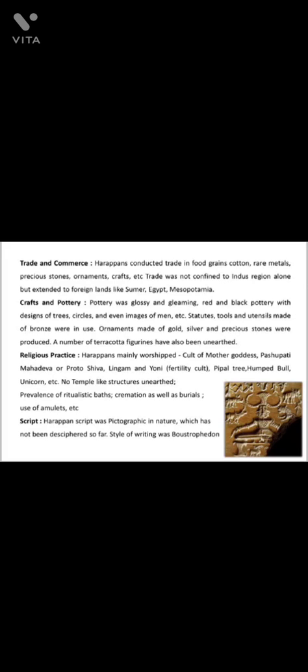So this was the basic description of the Harappan civilization. In the later classes, we will be discussing more about the Harappan civilization and about the findings in the different cities.